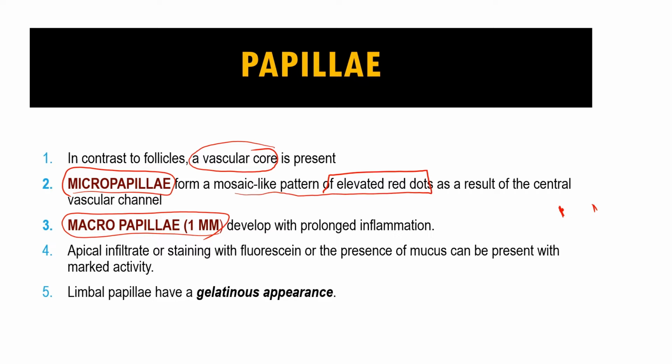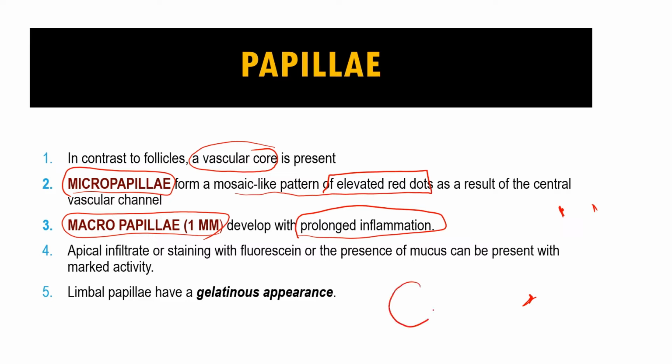Macropapillae are papillae which are much greater in size, and you will see them with prolonged inflammation. Sometimes they will become even more enlarged, and those papillae are called giant papillae or the giant papillary reaction. Now the tip of the papillae usually will take up stain with fluorescein, and sometimes you can also see the presence of mucus if the papillae are really active.